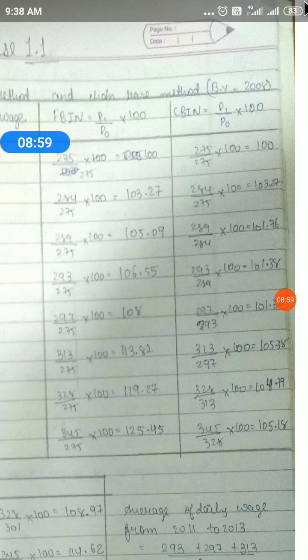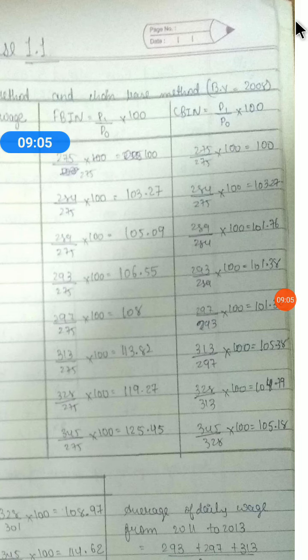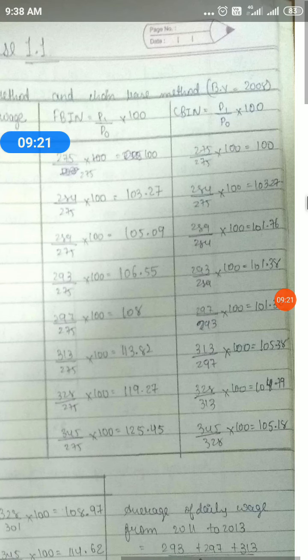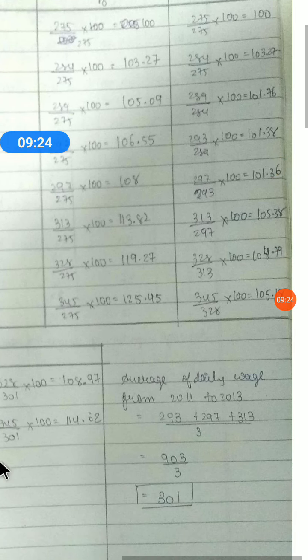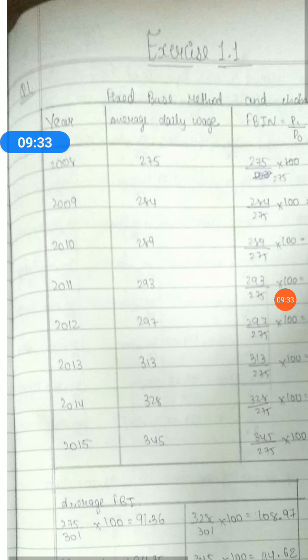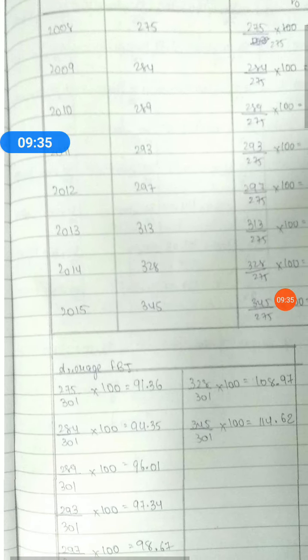And in the first question, the third subpoint is given, fixed base method by taking average daily wages of the year 2011 to 2013. It means again we have to compute the fixed base method, but which year do we have to take for the denominator? Average of 2011 to 2013. So first we will find the average of 2011 to 2013. Daily wages for 2011 you can see here 293, then 297 and 313.